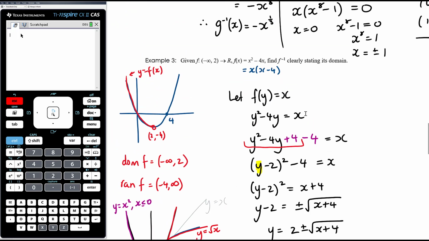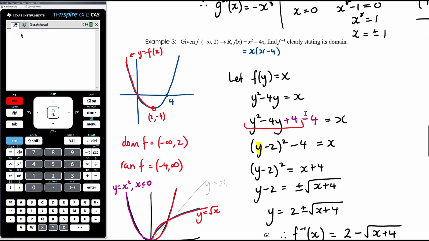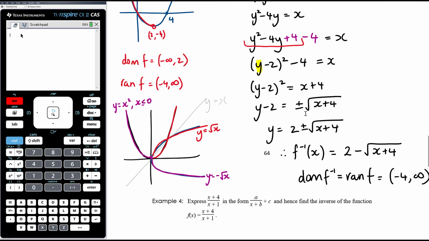Just check we've answered the question. Find f to the negative 1, clearly stating its domain. So we have found f to the negative 1 and clearly stated its domain. Okay, so making sure that we answer the question. Let's just get rid of that rough scribble for now.